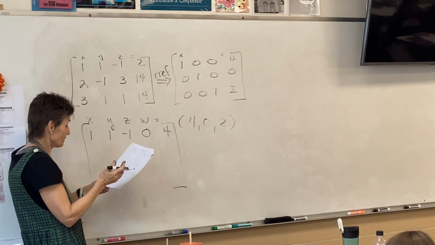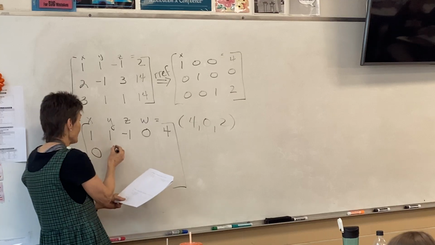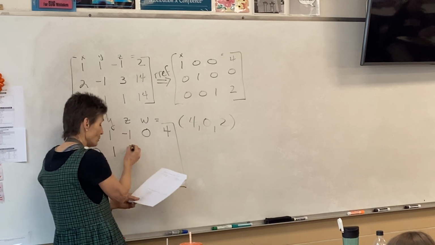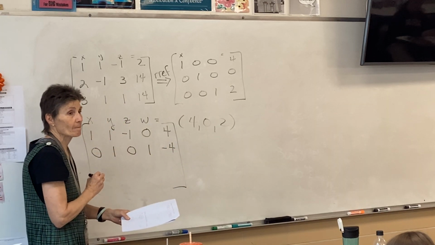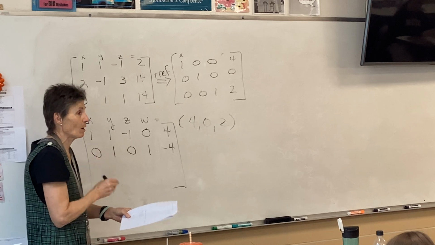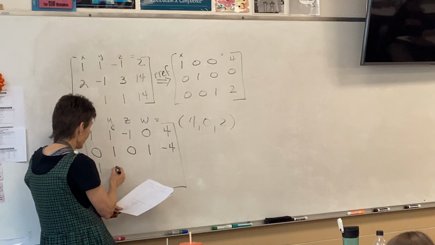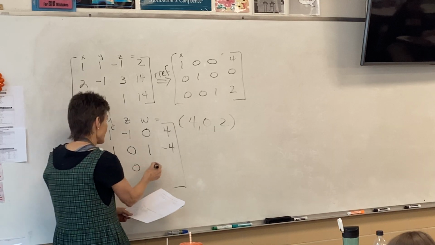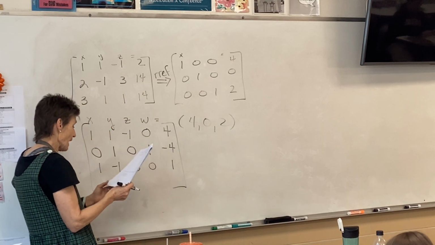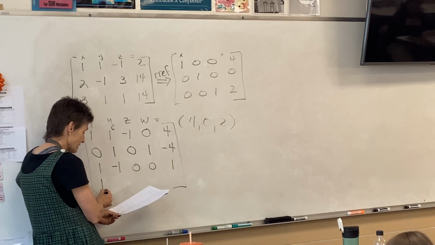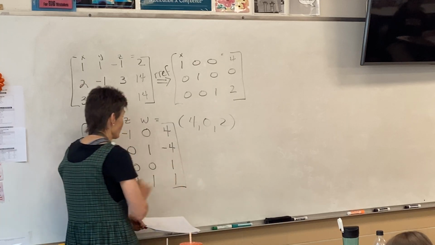Now my second one does not have an X. It has a Y, no Z, a W, and -4. If it's missing, it gets a 0. The next one has a 1X, a -1Y, no Z, no W, and it equals 1. And the last one has an X, no Y, a Z, a W, and it also equals 1.